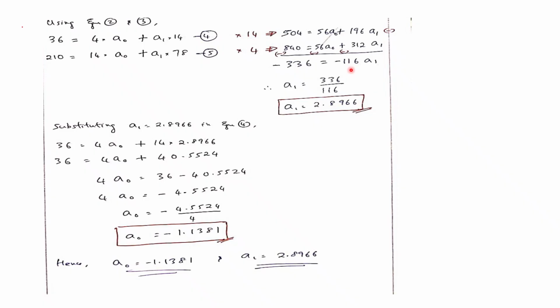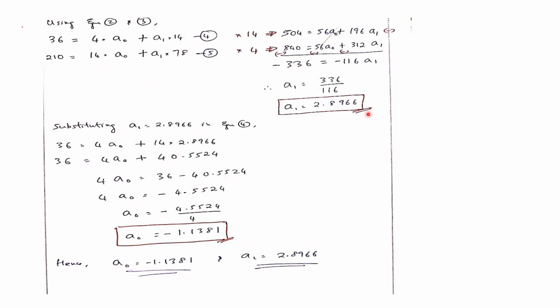So this is 116 a1. This minus and this minus, you know, minus minus when you divide becomes positive. So a1 is equal to 336 by 116. That will give you a1 is equal to 2.8966. So one unknown we have calculated.